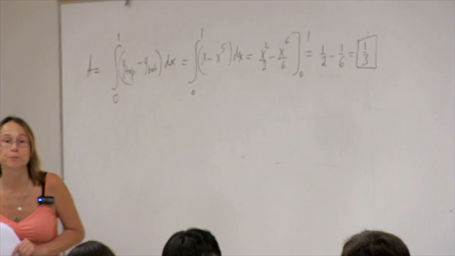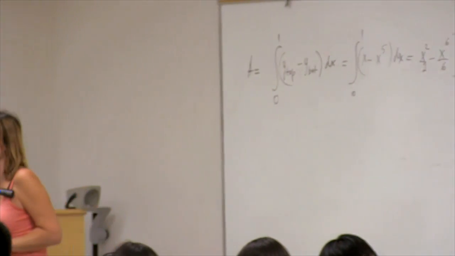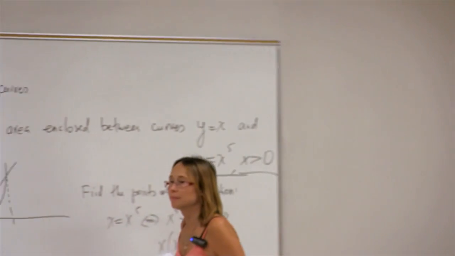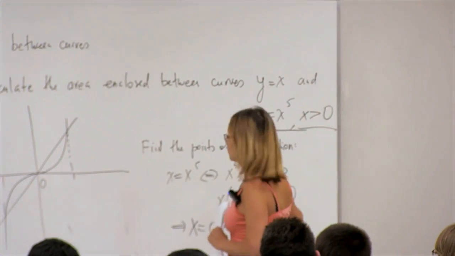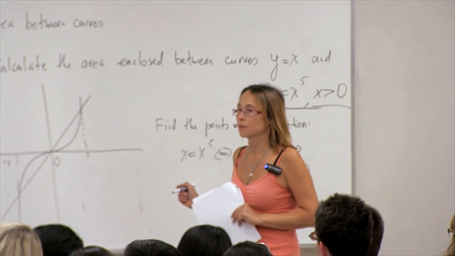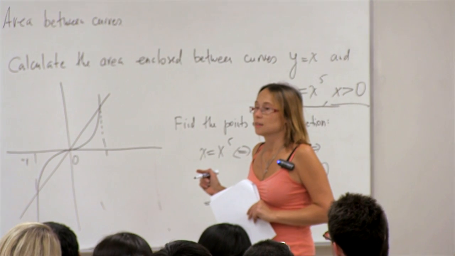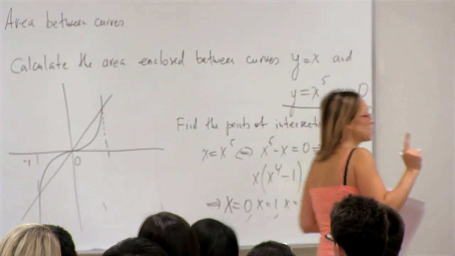And this is the answer. Questions? Question? So if you had to calculate, if it didn't have x greater than 0, if it was from -1 to 1, could you just use symmetry and just find 0 to 1 and then multiply by 2? So that's a good question.